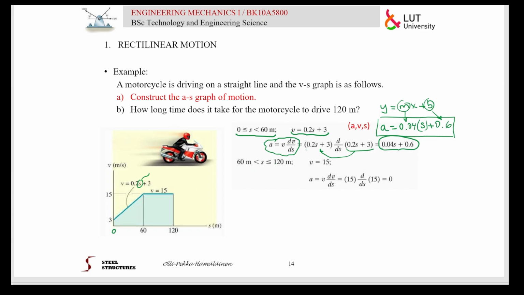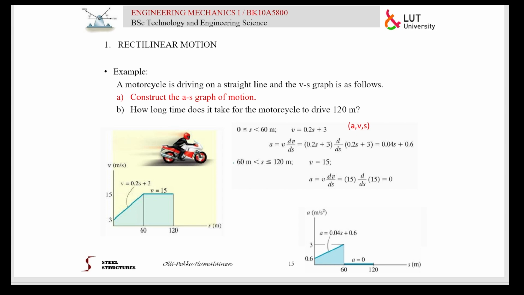And then in this term from 60 to 120, the velocity is constant, or is kept at 15 meters per second. And if I take the derivative of a constant, the derivative of a constant is 0, in this case the magnitude, then rendering everything to 0. Then what's going to happen? Well, here what you kind of assume that you have. So the acceleration is going to be 0.04 times s. This is the slope. This is the rate of change of that acceleration with respect to the position.